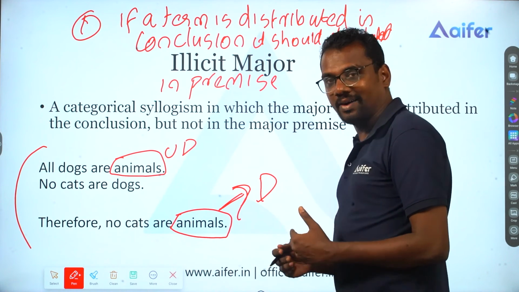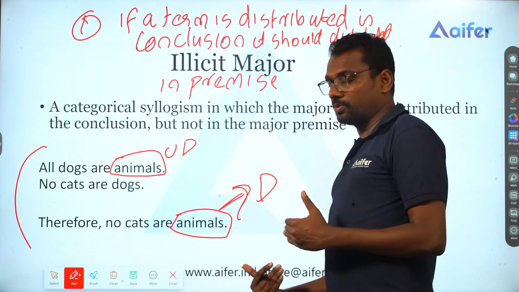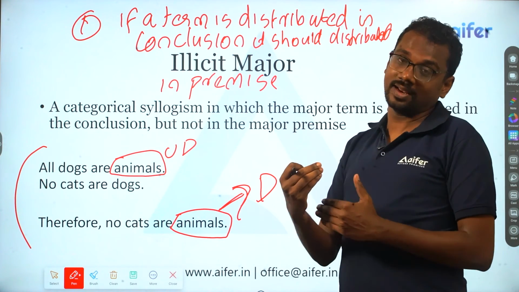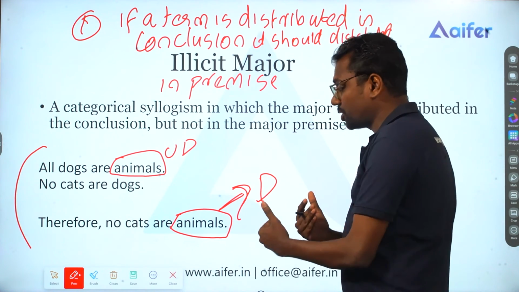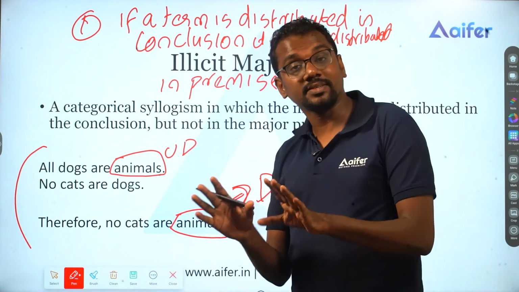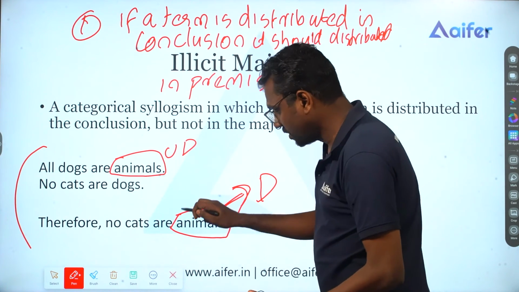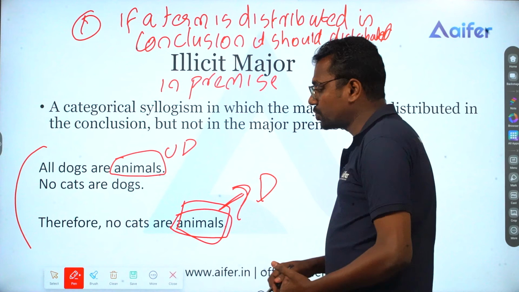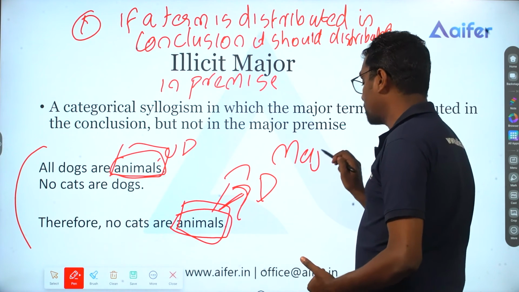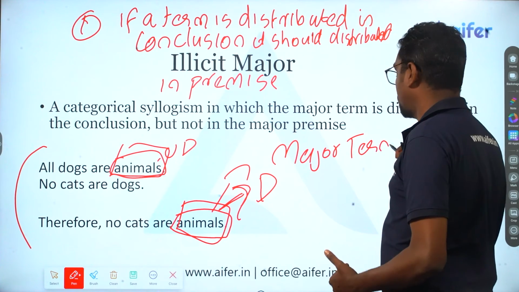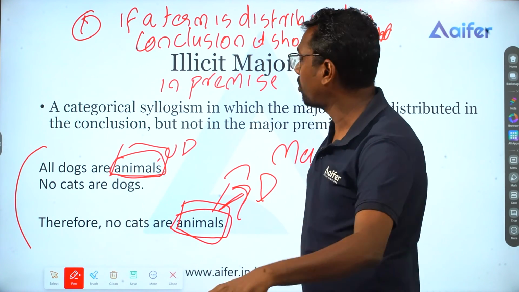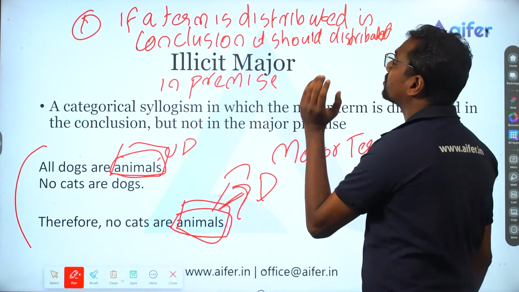So when we have a term distributed in conclusion and undistributed in premise, it's a fallacy of illicit process. If it's a major term, it's a fallacy of illicit major, and if it's a minor term, it's a fallacy of illicit minor. Here animal is distributed in the conclusion and undistributed in the premise. Animal is the major term, which we have already discussed, which means we have the fallacy of illicit major.